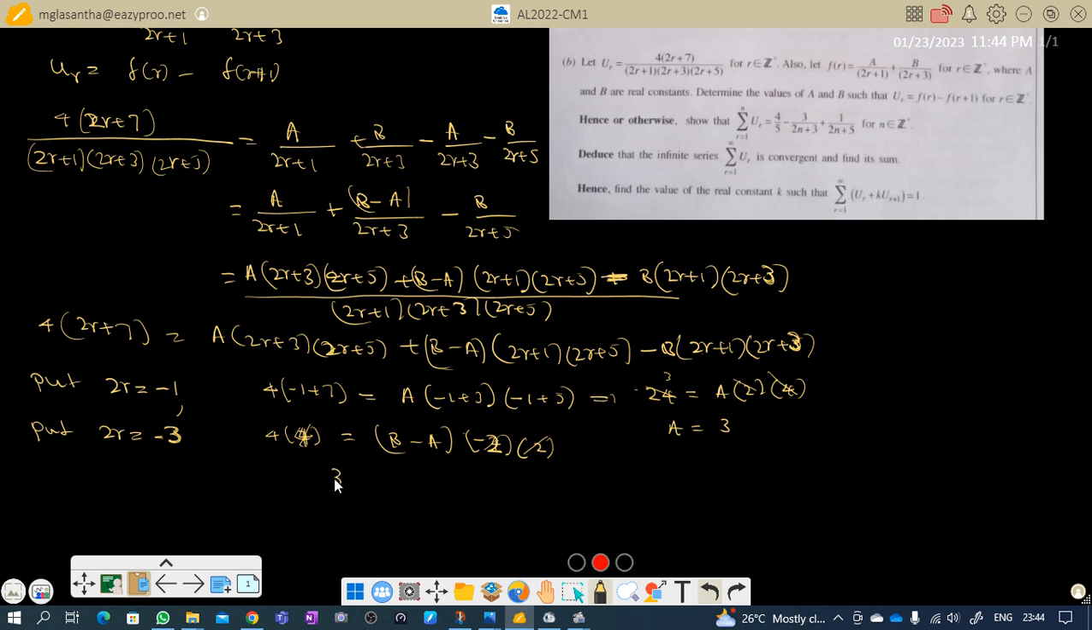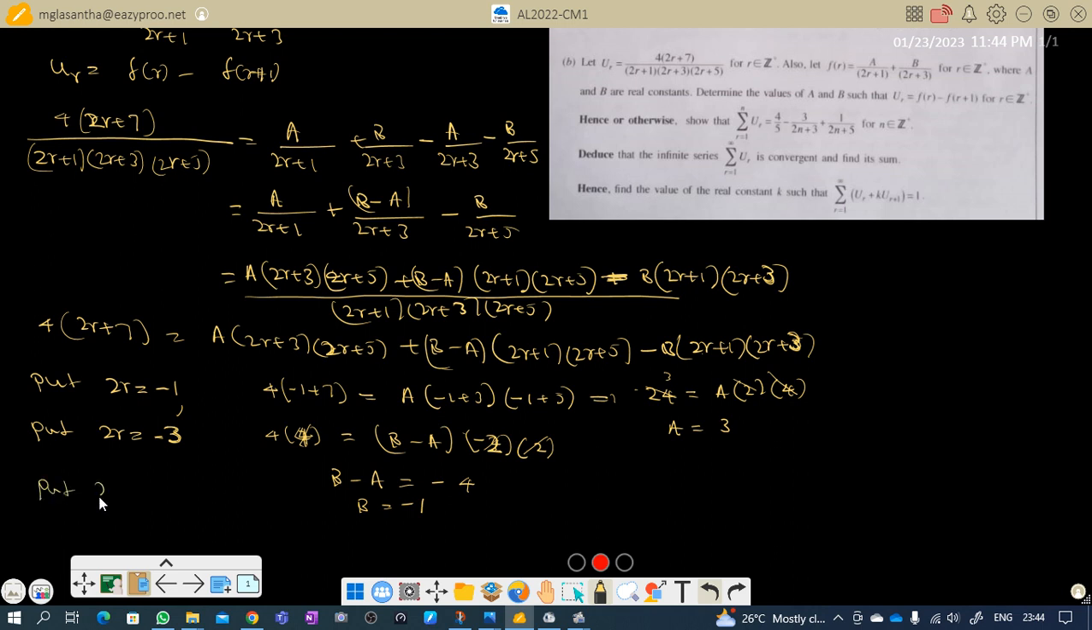Then B minus A equals minus 4. But A equals 3. Minus 3, when it comes to this side, becomes plus 3. Then B equals minus 1. Right? Now we got A and B.